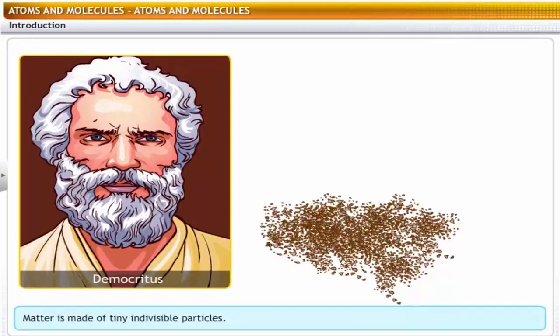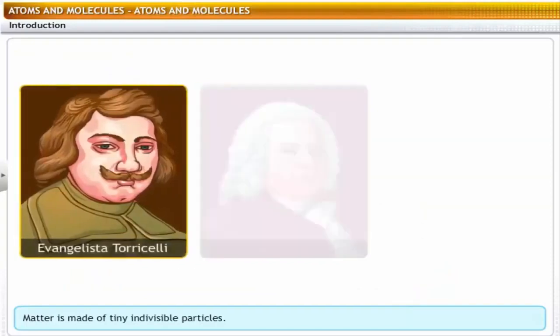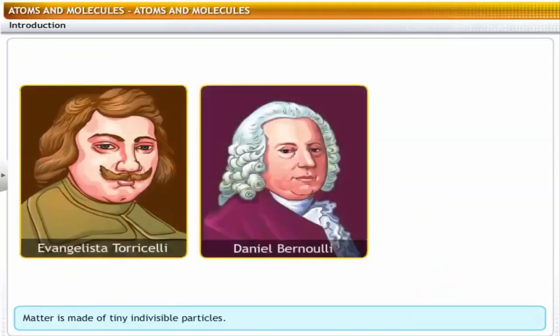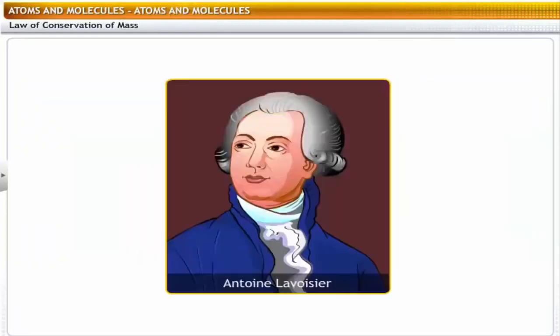Many scientists like Evangelista Torricelli, Daniele Bernoulli, Joseph Priestley, and Antoine Lavoisier started studying the natural world. Among them, Joseph Priestley discovered that substances could combine together or break apart to form new substances.